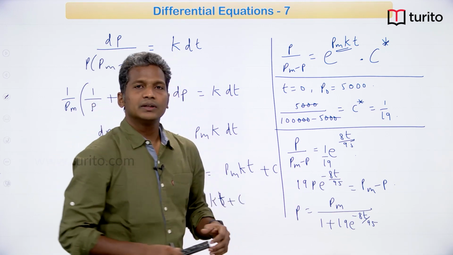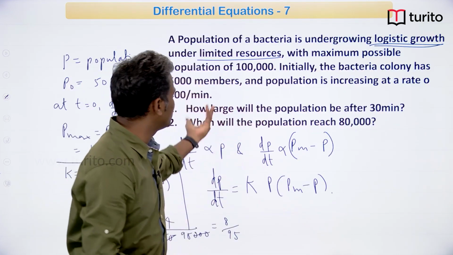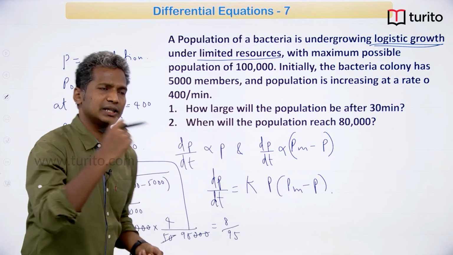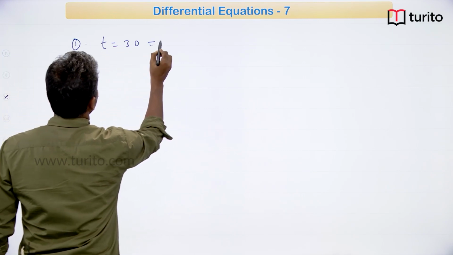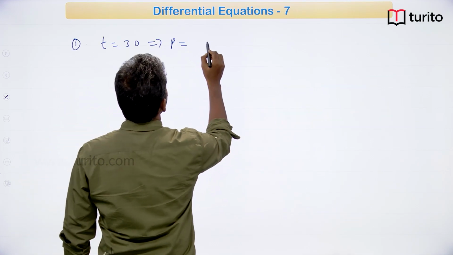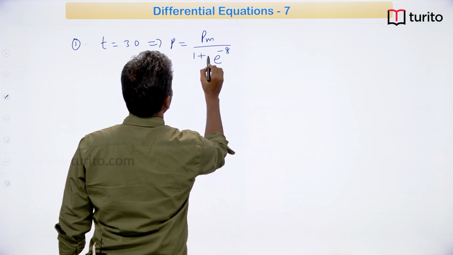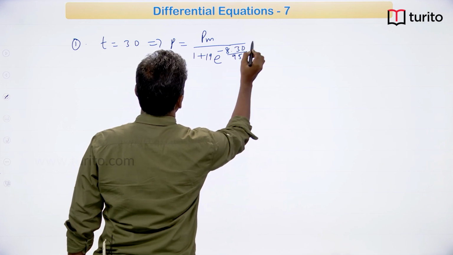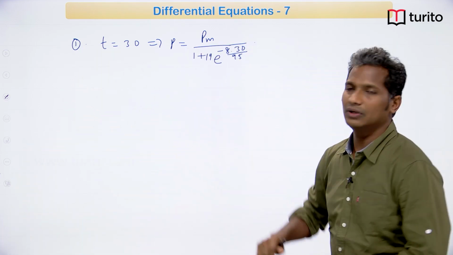Now, after you derive this function, you have actually solved the problem completely. Now you have to just put the values and get the required values. Okay. So let us say we want to find the population after 30 minutes. So at t equal to 30, P will be equal to P max divided by 1 plus 19 into e raised to minus 8 into 30 by 95. That is it. You simplify it and get the required value. That way we can get the overall process.